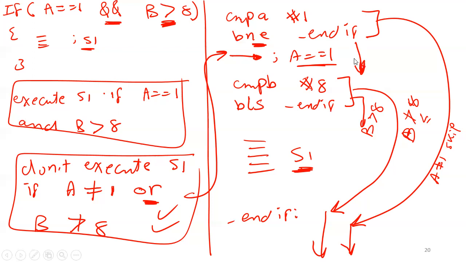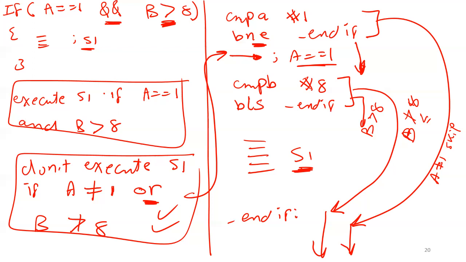It means the first condition is true. Is that okay? So if the first condition is false, I'm going to branch to the end, and then I'm done. I'm not going to execute this one, right? If the first condition is true, the branch is not going to be taken. I'm going to come to here. If I come to here, what does it mean? The first condition is okay. So now let's check the second condition. Well, the first condition is true, so now let's look at the second one.